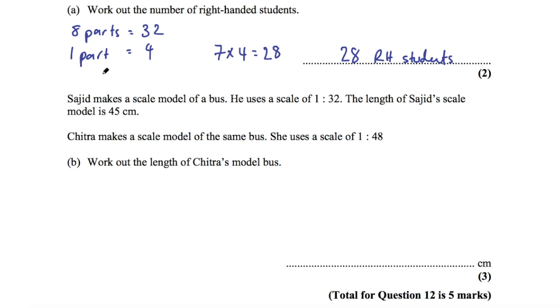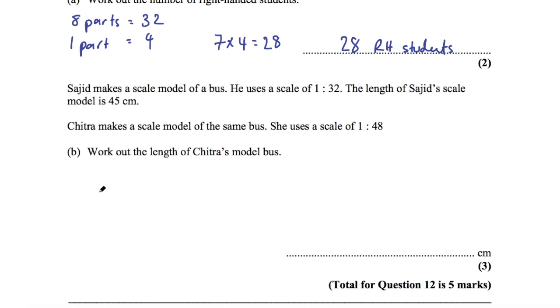Okay, the question goes on. Sajid makes a scale model of a bus. He uses a scale of 1 to 32. The length of Sajid's scale model is 45 centimeters. Chitra makes a scale model of the same bus. She uses a scale of 1 to 48. Work out the length of Chitra's model bus.